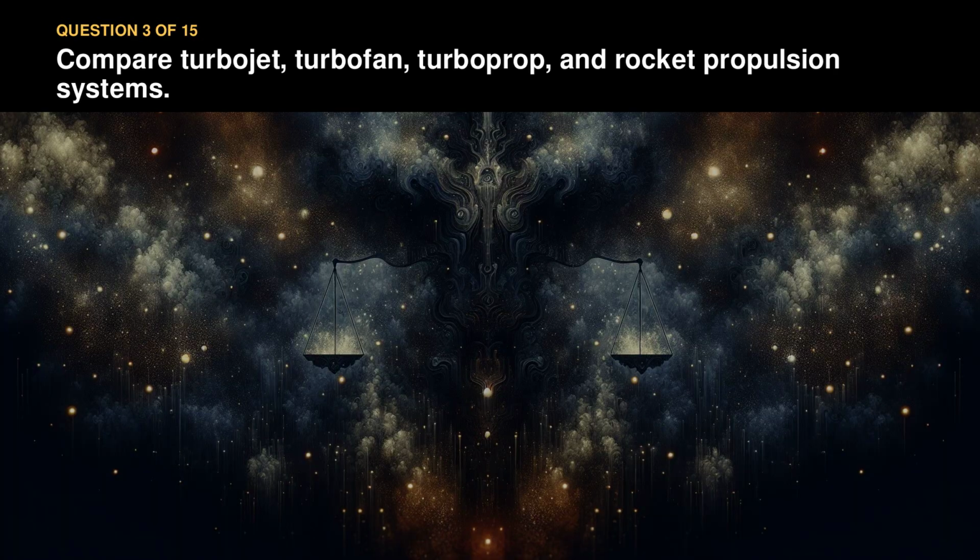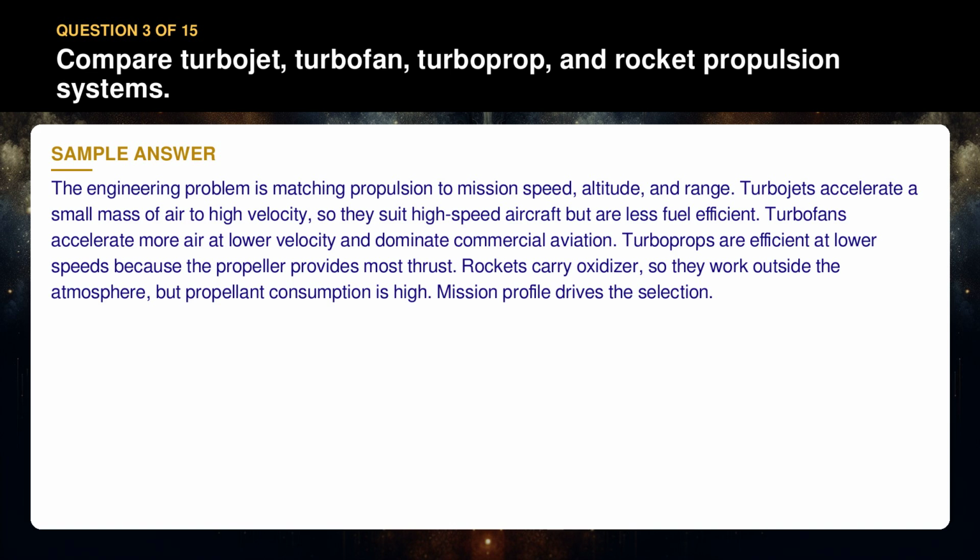Question 3. Compare turbojet, turbofan, turboprop, and rocket propulsion systems. The engineering problem is matching propulsion to mission speed, altitude, and range. Turbojets accelerate a small mass of air to high velocity, so they suit high-speed aircraft, but are less fuel efficient. Turbofans accelerate more air at lower velocity and dominate commercial aviation. Turboprops are efficient at lower speeds because the propeller provides most thrust.